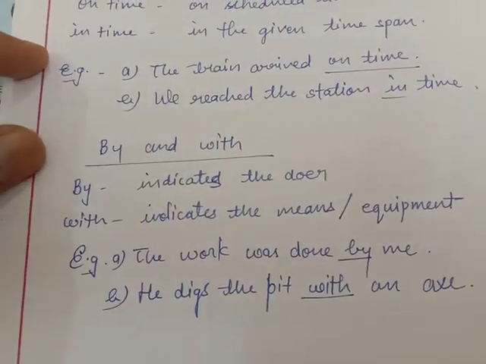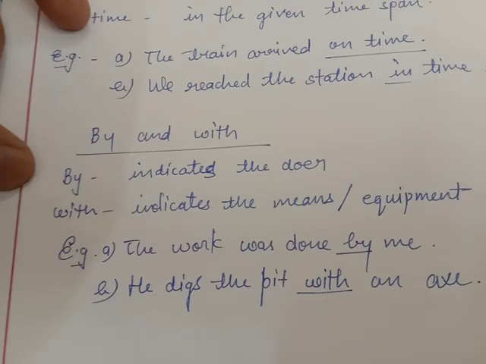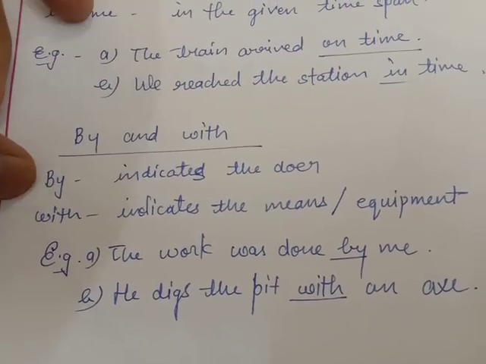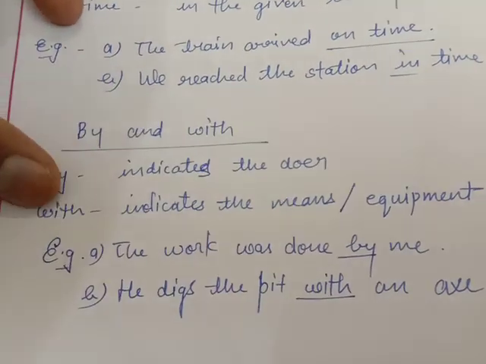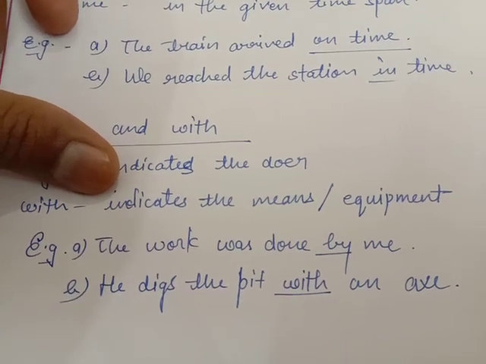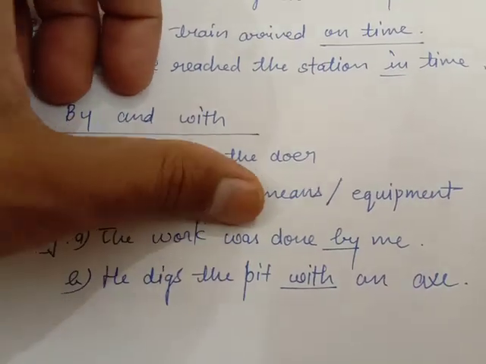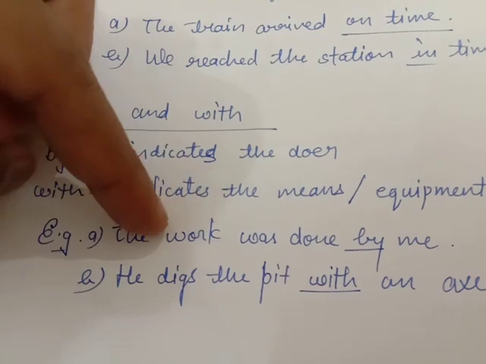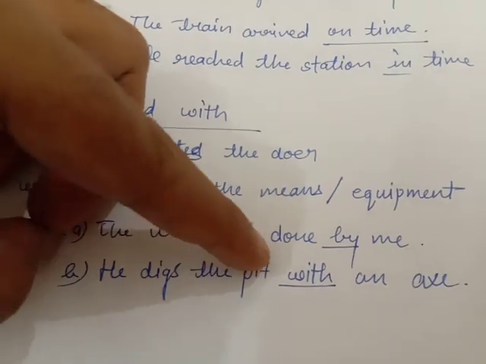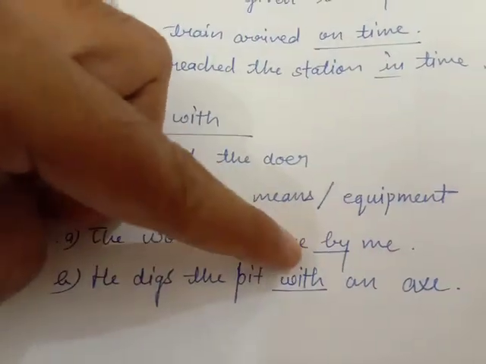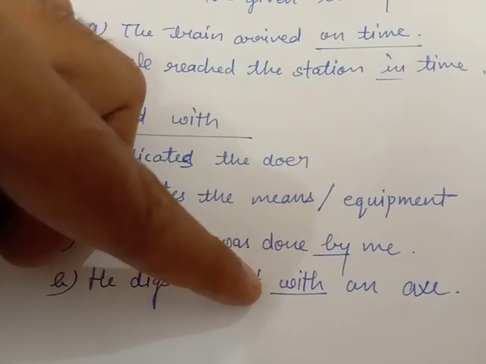The next one is by and with. By indicates the doer, as you have read in active and passive voice that before the doer we use by in passive voice. And with indicates the means or equipment with the help of which you do something. The work was done by me. I am the doer of the work, so by is used with me. And he digs the pit with an axe. With the help of an axe means it is an equipment, and with this we will use with.